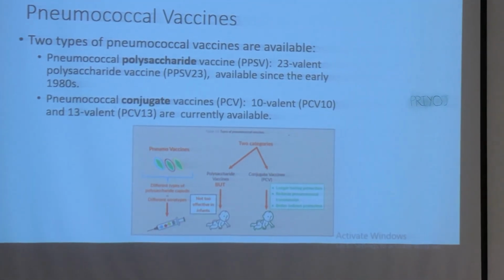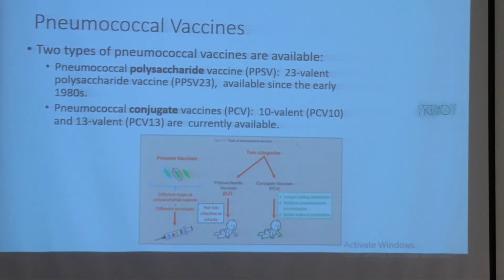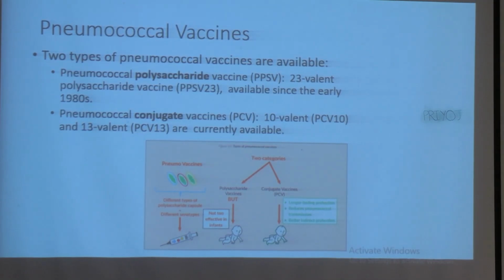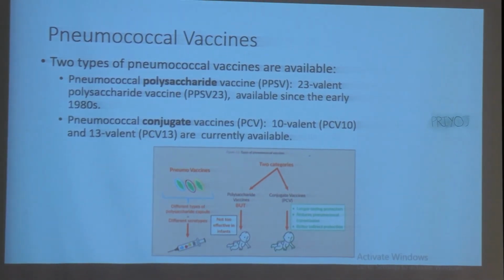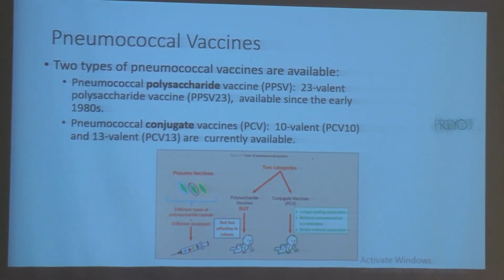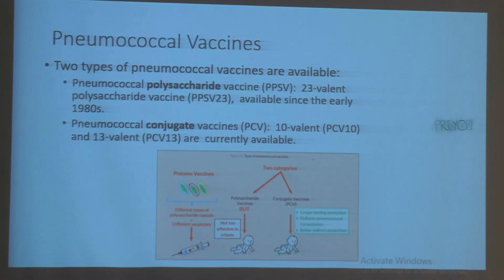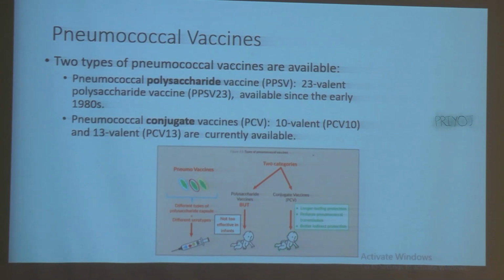So 2 types of pneumococcal vaccines are available. Okay. One is PPSV, that is the polysaccharide vaccine. That is the 23-valent polysaccharide vaccine available since the early 1980s. Okay. And now the newest type that you saw, that is PCV.